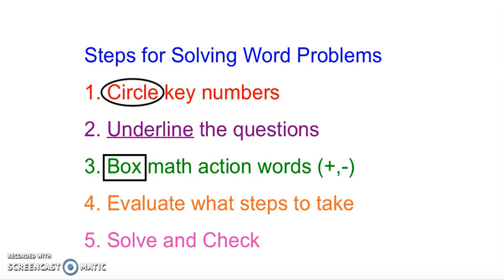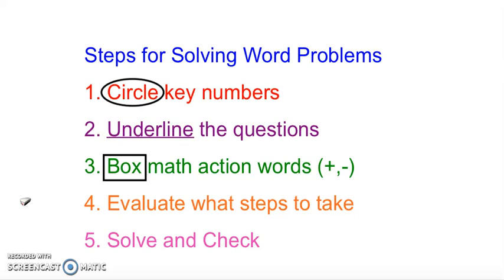I call this the CUBES method because the first letter of each step spells out the word CUBES: C-U-B-E-S. So the most important thing to do first, when you see a word problem, is just to read it and then go through these steps to make sure you get all the information you need to set you up to solve this problem correctly. So after I read the problem, the first thing I need to do is go back to the problem and circle key numbers. Then I need to underline the question so I know exactly what I'm being asked to do.